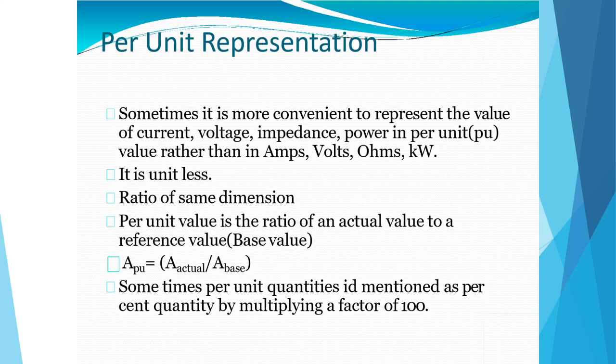So in a large interconnected power system with various voltage levels and various capacity equipments, it has been found quite convenient to work with per unit system of quantities for analysis purposes rather than in absolute values of quantities. So instead of representing this current, voltage, impedance, power in amps, volts, ohms and kilowatts, we are representing them in per unit, PU. PU is per unit quantity.